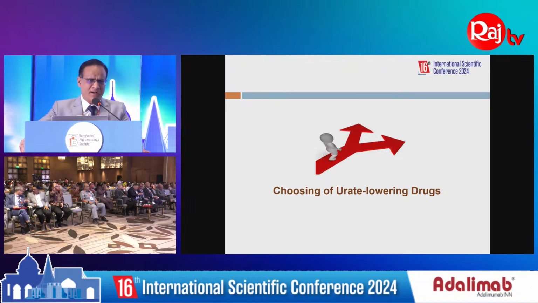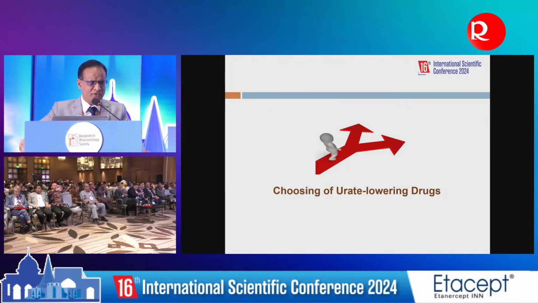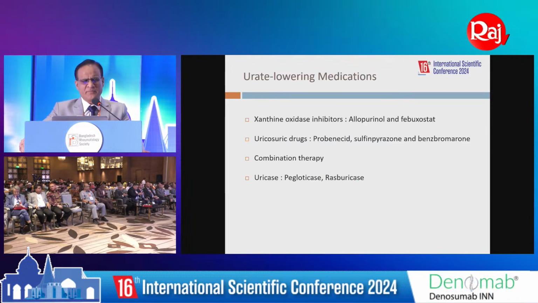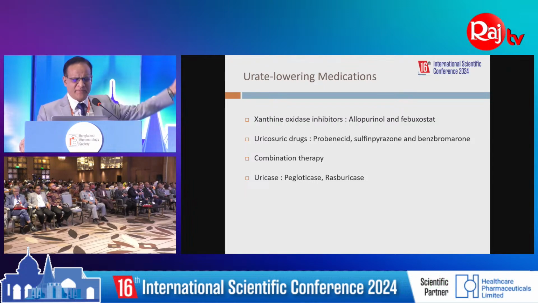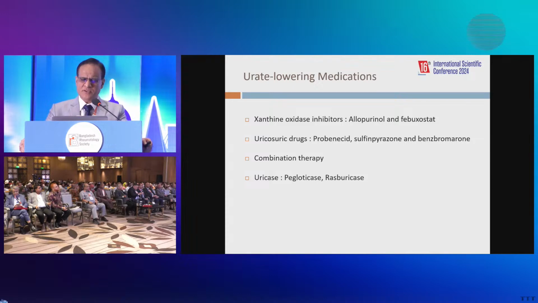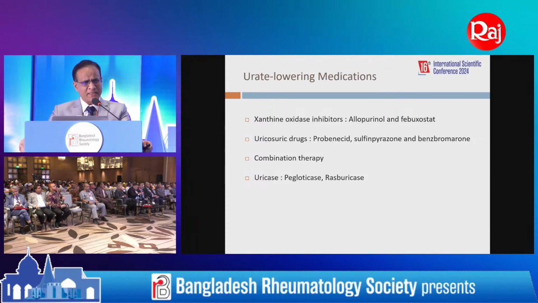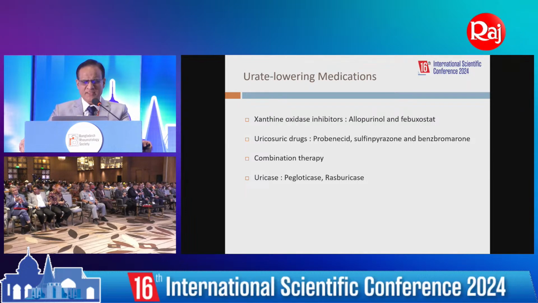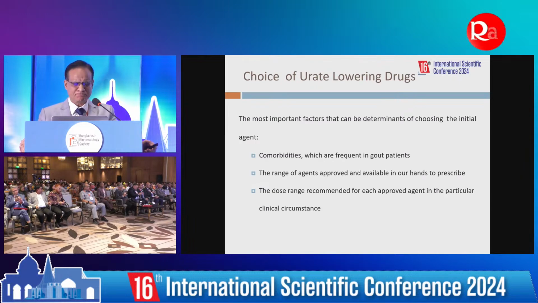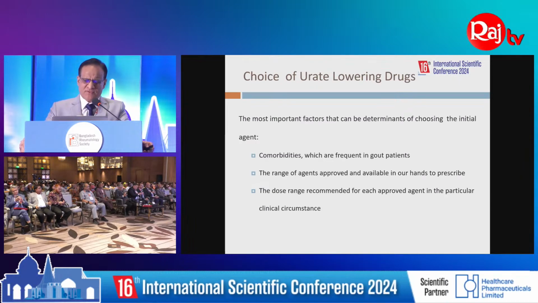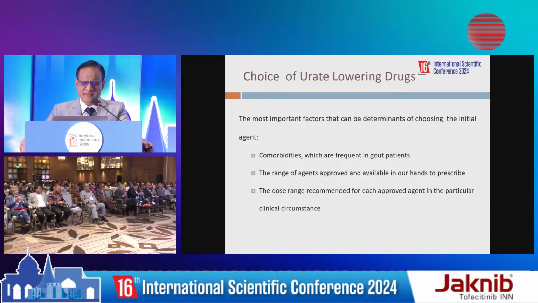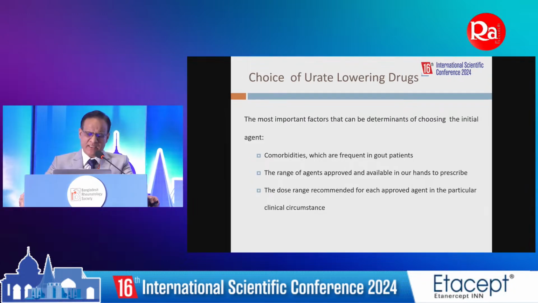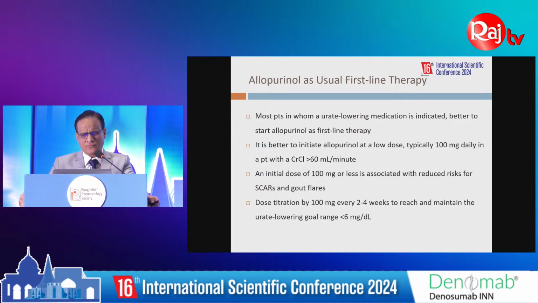Choosing a urate lowering drug. We should give the drug from the very first day of diagnosis. These are the urate lowering medications: xanthine oxidase inhibitors, uricosuric drugs. Sometimes we have to use combination therapy, and uricase is another drug. The factors we need to consider before giving the drug are comorbidities, the different agents available in our hands, and the dose range of the drugs.